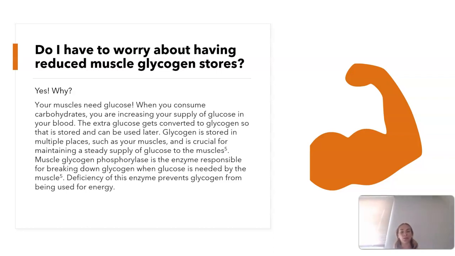Glycogen is stored in multiple places, such as your muscles, which is what we're looking at in this case, and is crucial for maintaining a steady supply of glucose to the muscles. Muscle glycogen phosphorylase is the enzyme that's responsible for breaking down glycogen when glucose is needed by the muscles. So, deficiency of this enzyme prevents glycogen from being used for the energy.